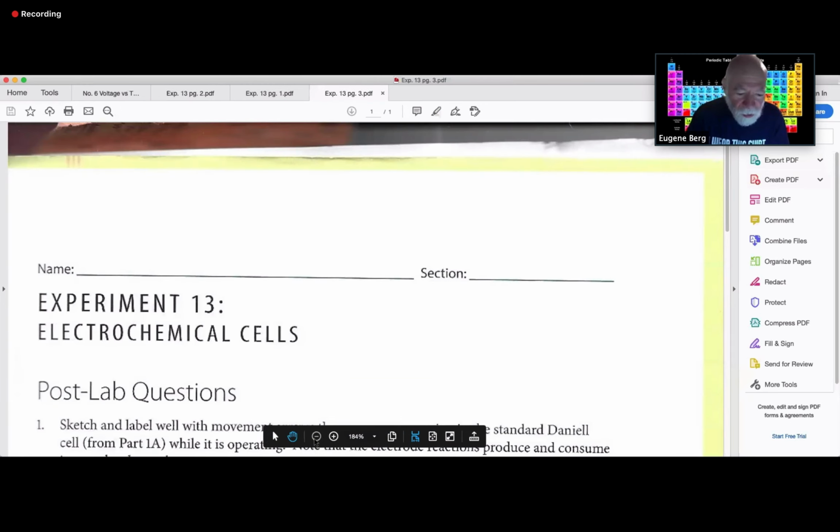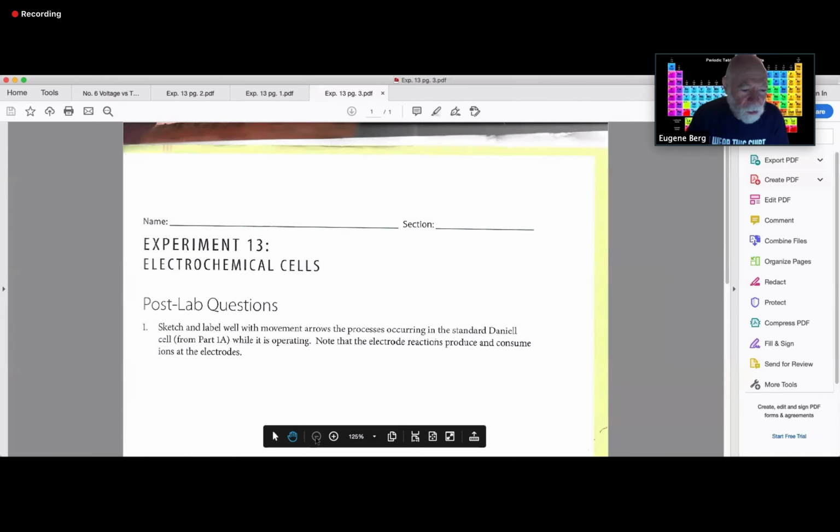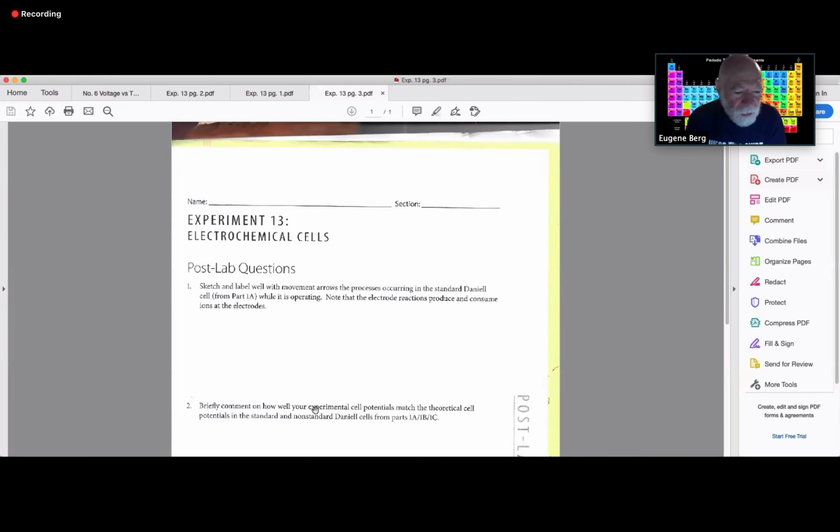Okay, one more part I want you to do, and that is post-lab question number 1. So what do they suggest you do? It says sketch and label well with movement arrows the processes occurring in the standard Daniell cell. That's the name of the cell we actually have here while it is operating. Note that the electrode reactions produce and consume ions and electrons.